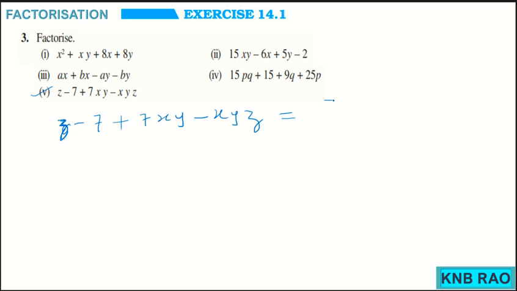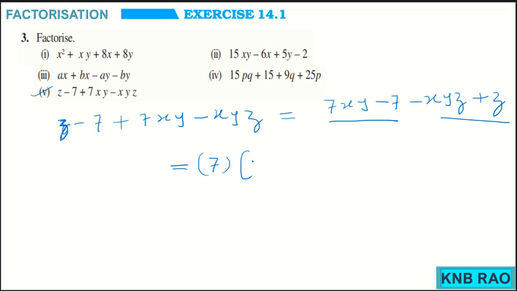For example, if I take out 7xy minus 7 minus xyz plus z, that means this plus z I took it last, minus 7 I took it as a second term. In these two terms there is common of 7, in these two terms there is a common of z that I can take out. So, now I will go ahead, 7 times of xy minus this 7 can be written as 7 into 1. So, that 1 comes out.